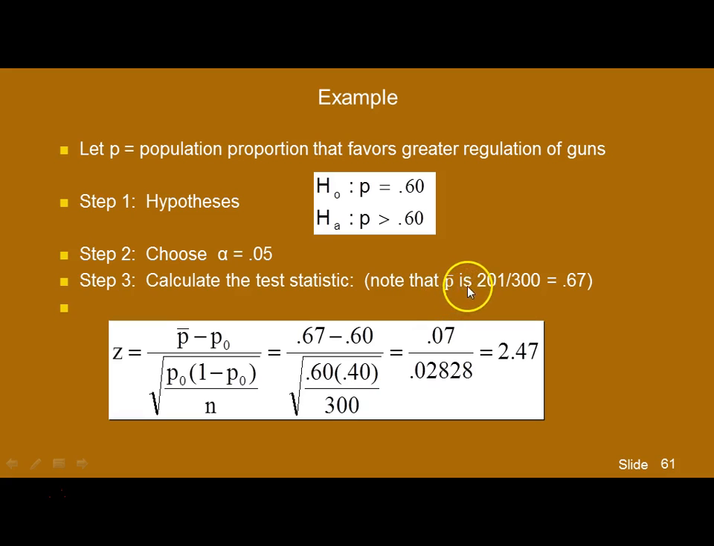Let's calculate our test statistic. Remember, we'll need p bar, which is x over n. 201 over 300 is 0.67. Plug everything into our formula here, and you'll get a calculated z-value of 2.47. And by the way, I've rounded this slightly to 2 decimals. So if you do this on your calculator, you might get a slightly different answer, but that's nothing to worry about.